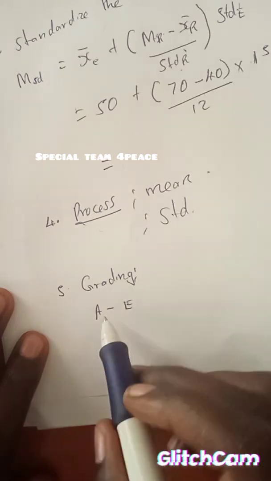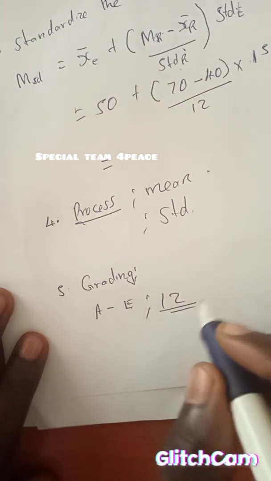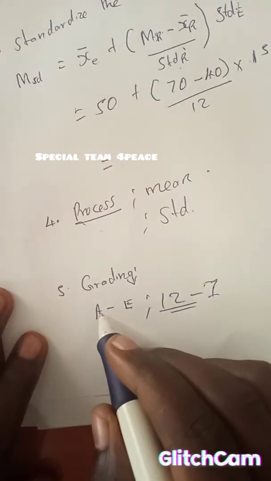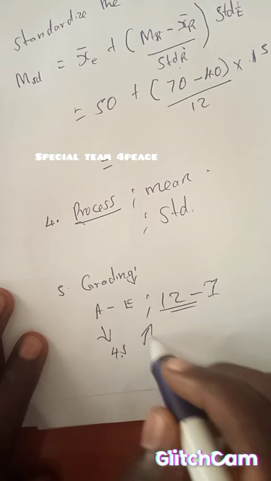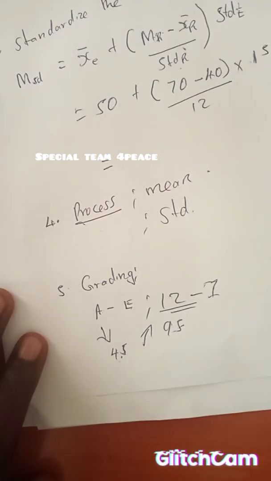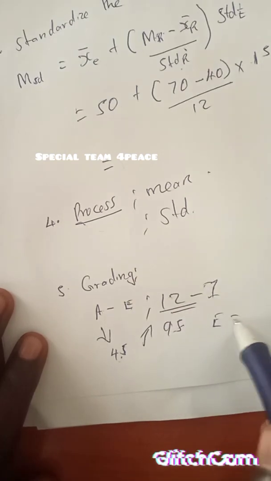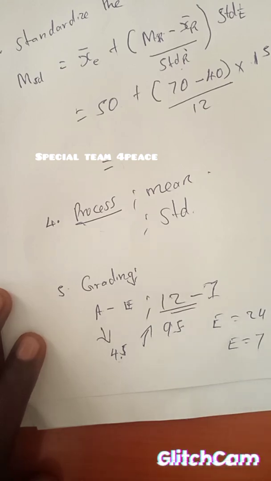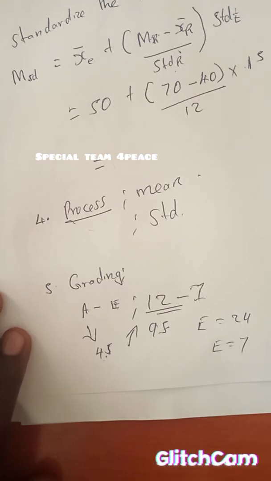The system is supposed to capture grades from A to E, and therefore they are supposed to have all of them from 12 to 1 mark. So we may have to lower the A to 45, or increase it to 95, depending on the standard deviation, as we have already seen. We can also move the E to a upper value. For example, you can say E is 24, or you can even say E is 7, depending on how the standard deviation calculated has been found for the raw and the derived marks.